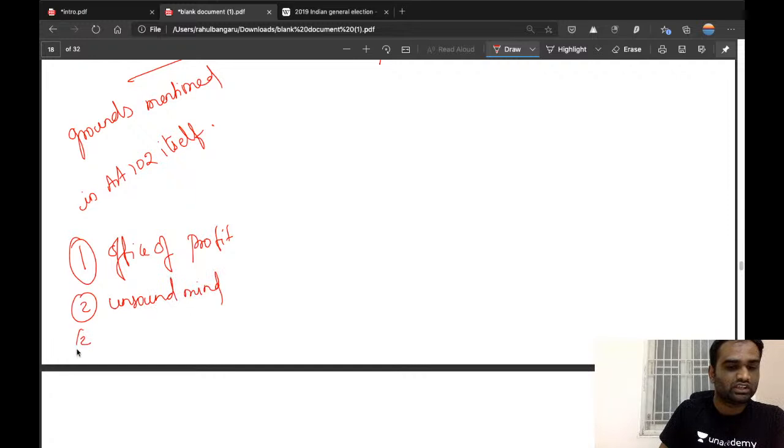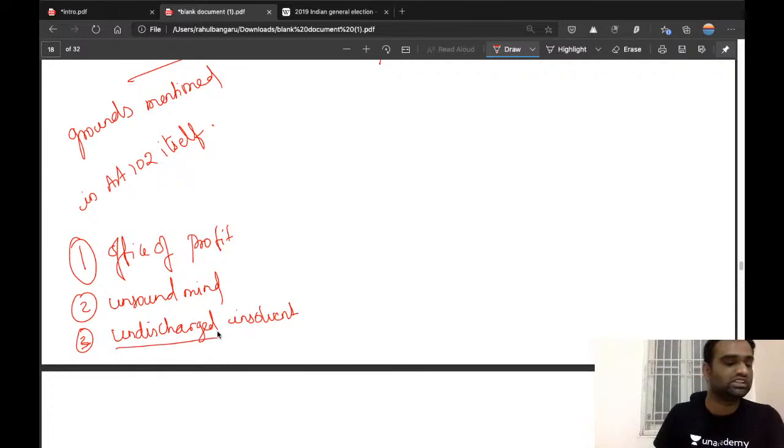The third one is if the person is an undischarged insolvent. There is a difference between a discharged insolvent and an undischarged insolvent. This can be a prelims question, like whether a discharged insolvent can be a ground for disqualification under Article 102. This was actually a prelims question in the 1990s. The actual ground is undischarged insolvent.